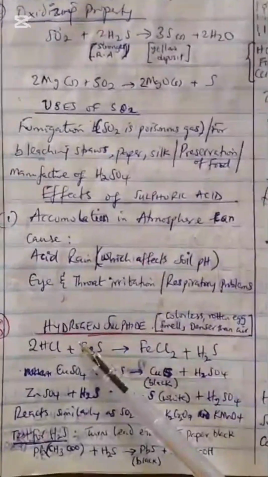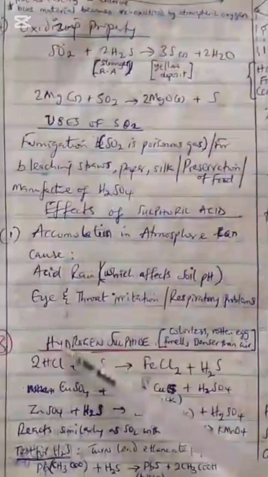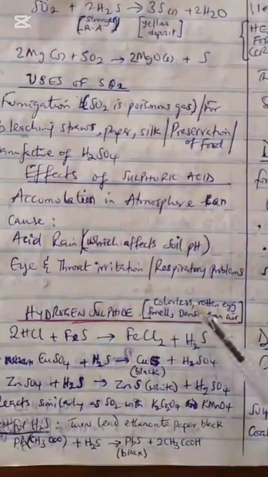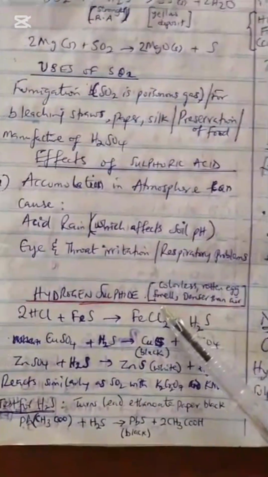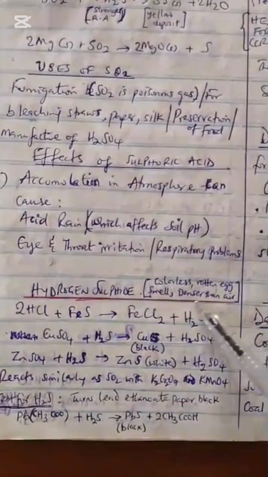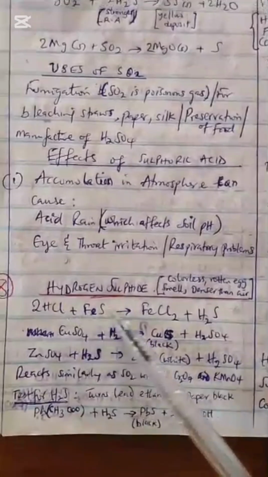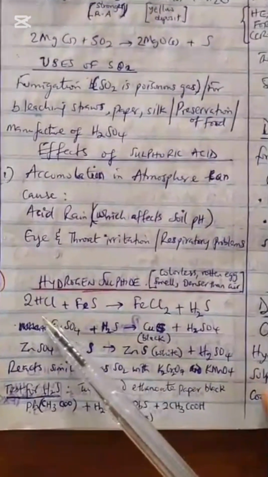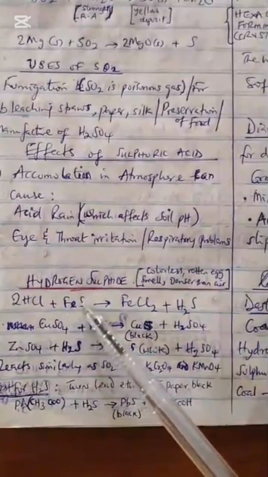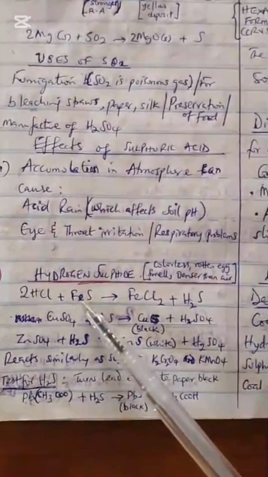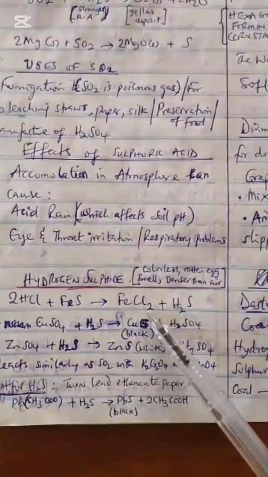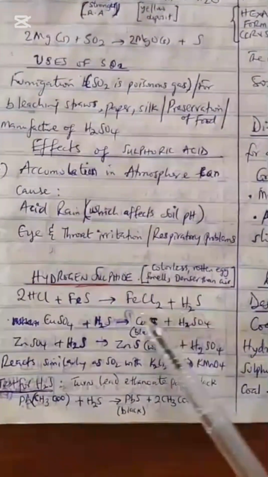Okay, so the last compound of sulfur we're going to look at is hydrogen sulfide. It's colorless, it has a rotten egg smell, and it's denser than air. How it's produced from acid again: hydrochloric acid plus iron pyrites, notice an ore of sulfur, to give you iron chloride and hydrogen sulfide.